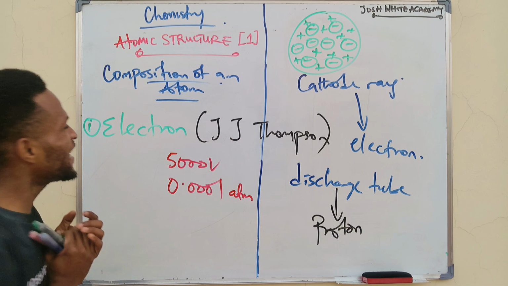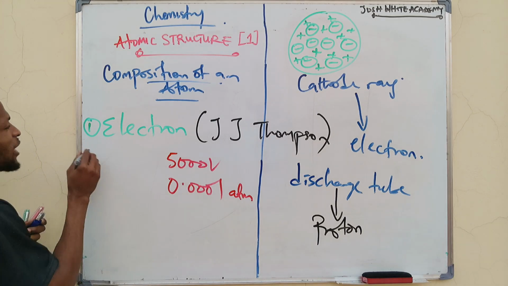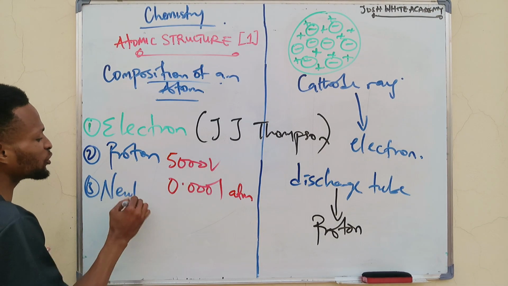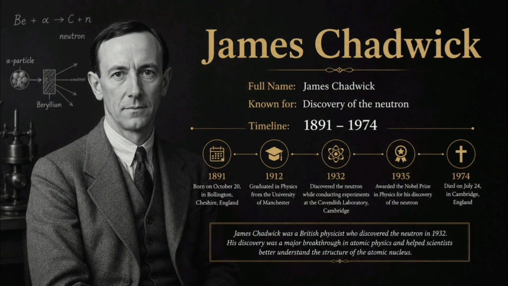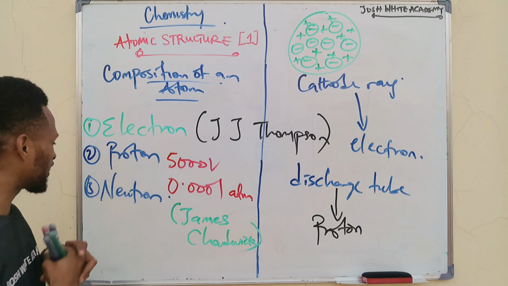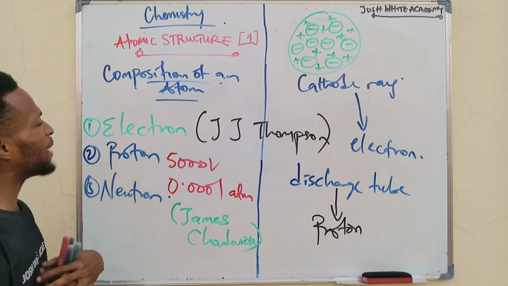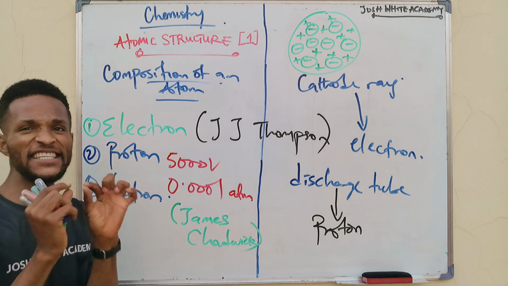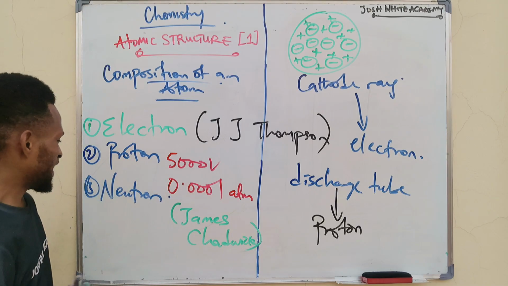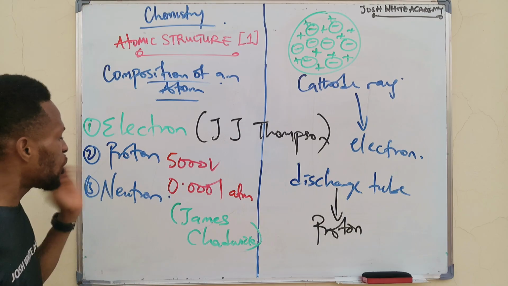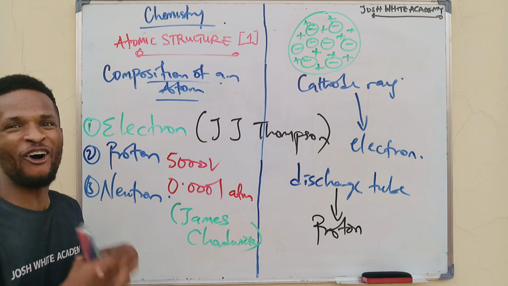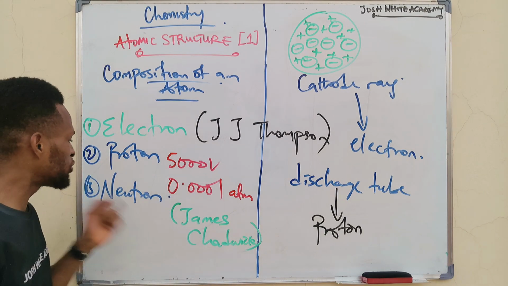Let's advance. Then, thirdly, so our second subatomic particle is the proton, and thirdly, the neutron. James Chadwick received the Nobel Prize for the discovery of the neutron. He did this by bombarding sheets of beryllium with alpha particles, and he noticed the third subatomic particle found in the nucleus of the atom, known as the neutron.